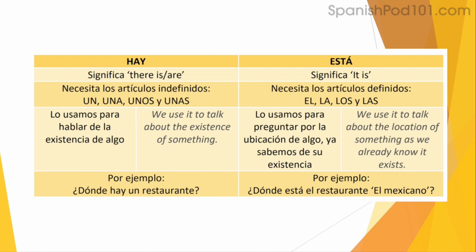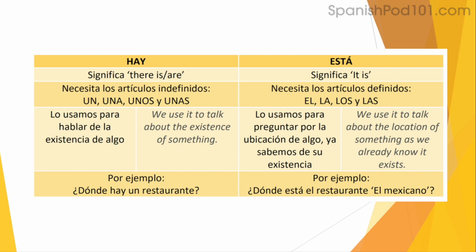Dónde hay un restaurante. So we are basically using it to talk about something, about its existence. Okay, we're unsure if there is a restaurant nearby, and that's why we're asking that. But if we instead decide to say ¿Dónde está el restaurante? In that case, I'm talking about a specific restaurant. Okay, so I'm literally saying where is the restaurant, okay? And if I ask this to someone, they're gonna reply probably which restaurant are you referring to, right?